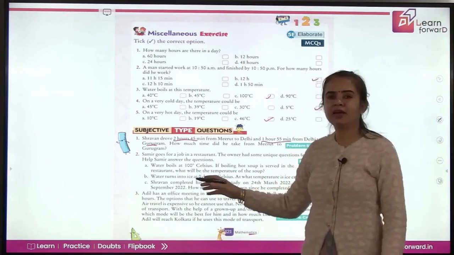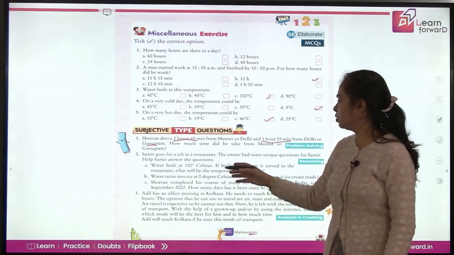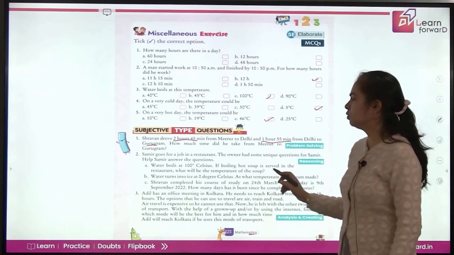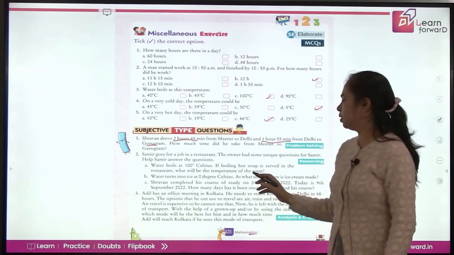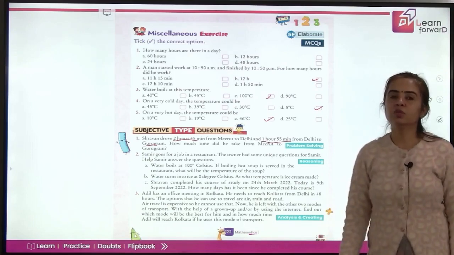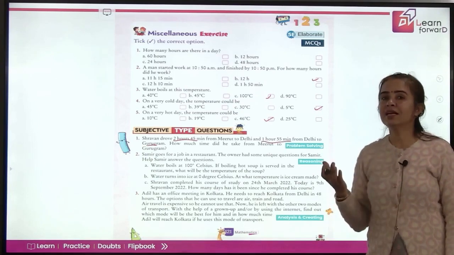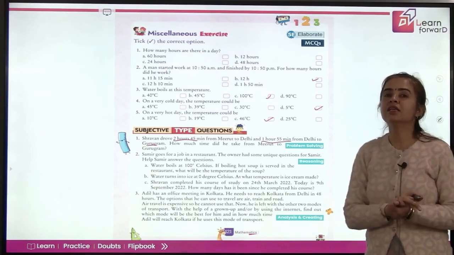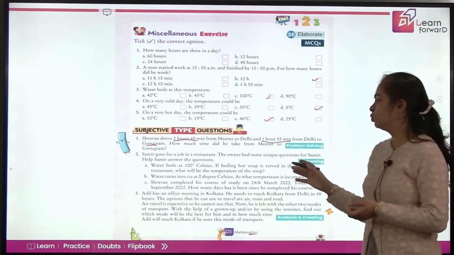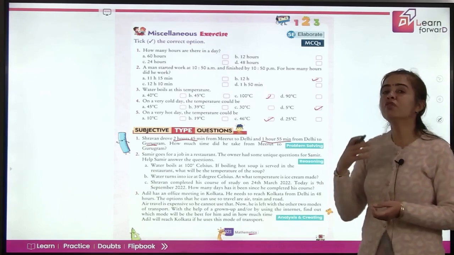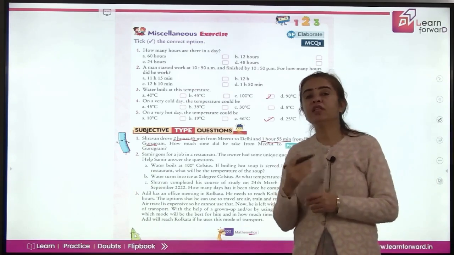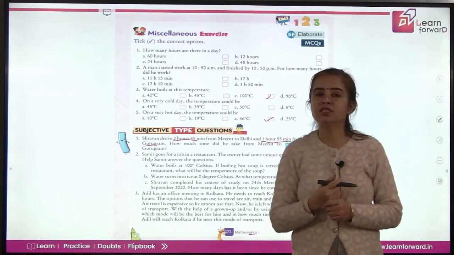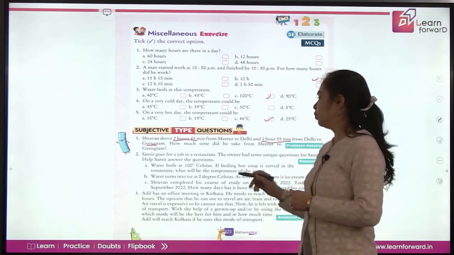Water boils at 100 degrees Celsius. This everybody knows. If boiling hot soup is served in the restaurant, what will be the temperature of the soup? So what do you think? Water boils at 100 degrees. The consistency, the density is lighter and the soup is thicker. So if that is boiling, what do you think? Will the temperature be more or less or same? It will be more, children.